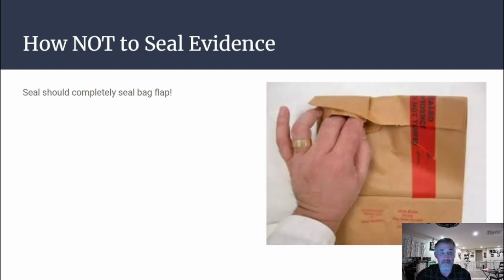So that's true of envelopes. It's also true of bags. The seal should be completely sealed. So again, in this one, we would have the seal going all the way along and even wrapping around part of the back. So that's important. We have to have that seal maintained. We don't want to have any openings or ways that evidence could either spill out accidentally or get contaminated in some way.